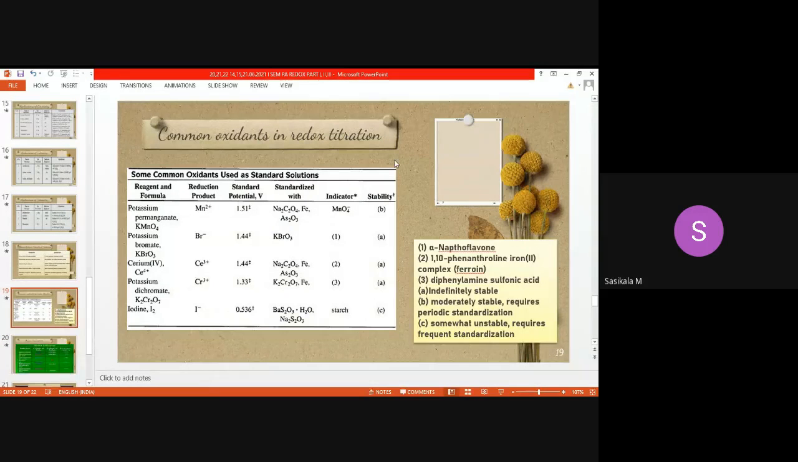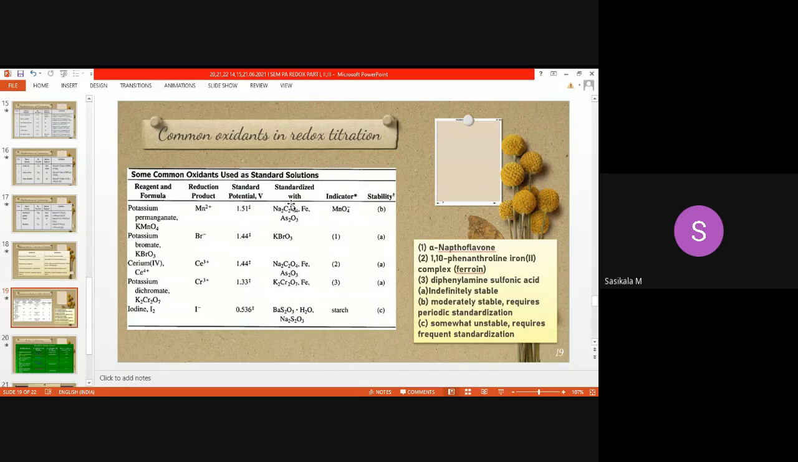And these are some common oxidants in redox titration. Hope you have seen potassium permanganate. Permanganometry is not mentioned in your syllabus, but it is a major category under redox titration, so I'd like to mention this category also here. It is standardized with potassium dichromate or arsenic trioxide. And potassium bromate is also an oxidant. We have seen bromatometry. Then ceric ion, ceric ammonium sulfate, cerium 4 ion. This is also an oxidizing agent. Then potassium dichromate, then iodine. These are all oxidizing agents commonly used in redox titration.